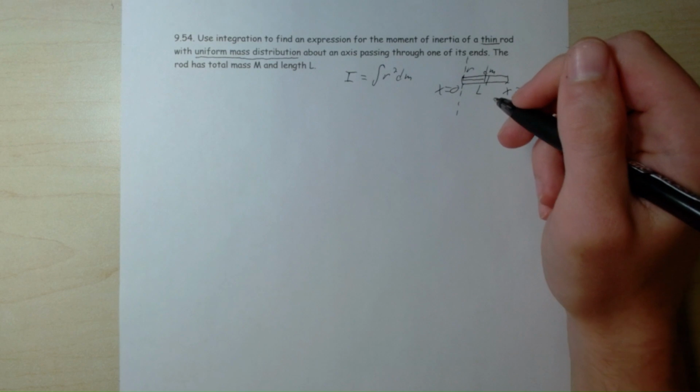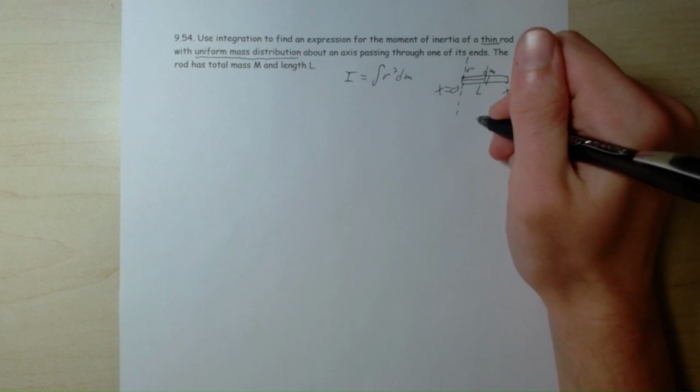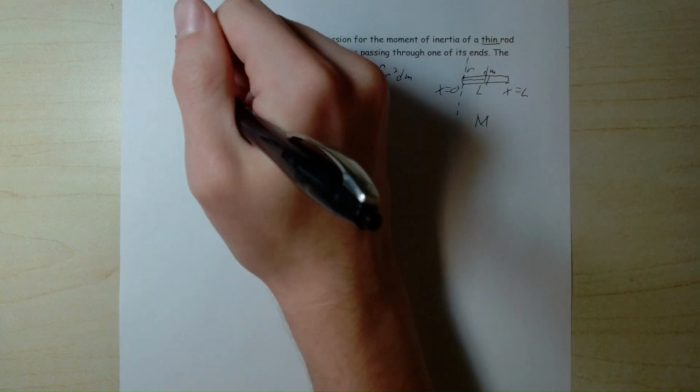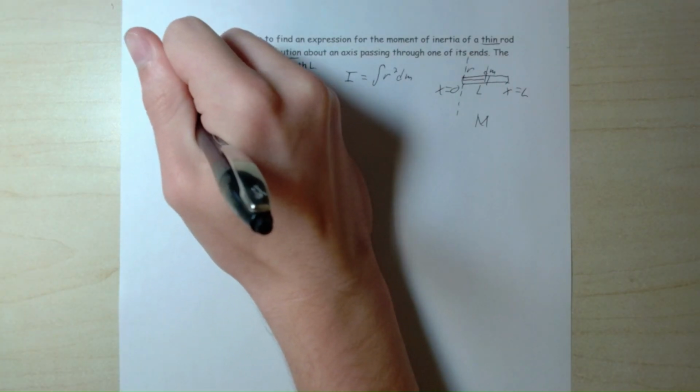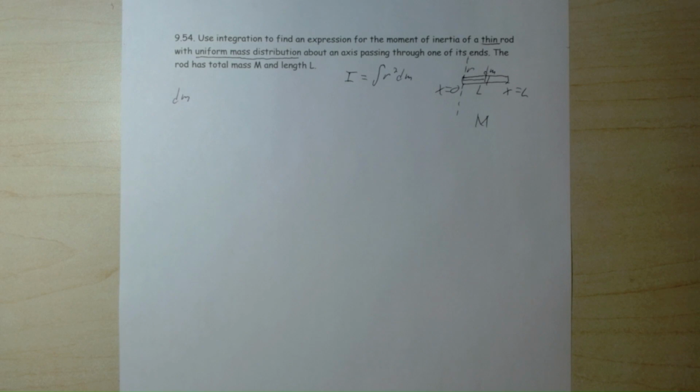So we're told that it has total length L and then total mass m. And that's going to be important for later. For now, though, let's figure out what dm is. So dm, in general, is a constant based on the dimension of the object you're integrating over and a tiny differential element of that dimension.